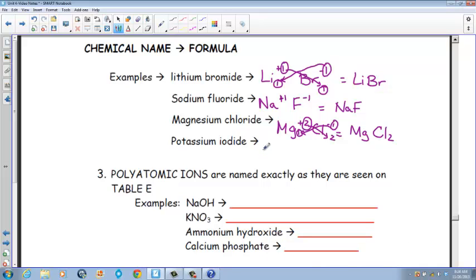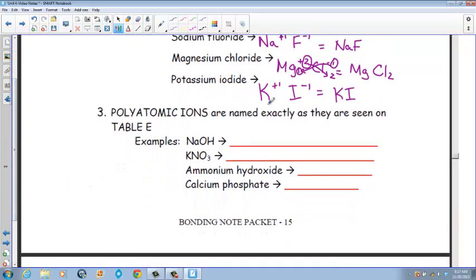And then the last example here, potassium. Again, the symbol. So then we have potassium, which has a +1, and iodine, which has a -1. Again, they cancel each other out. So then we would just write potassium iodide.